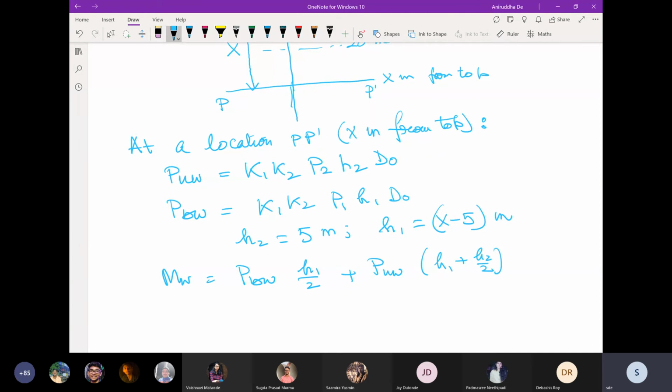So you can calculate the bending moment at a location x meter from the top. For the seismic load, the expression is already given at x meter from the top, so there is no problem.